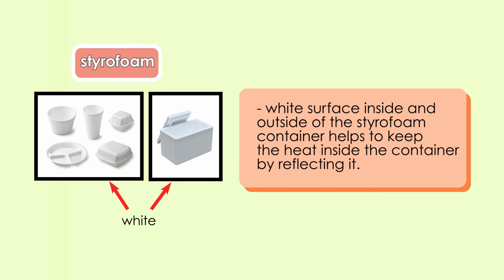Takeaway food containers are made of styrofoam. They have many different sizes and shapes for specific uses. What they have in common is the color white. The white surface inside and outside of the styrofoam container helps to keep the heat inside the container by reflecting it. It is the perfect storage container for insulating hot or cold stuff.